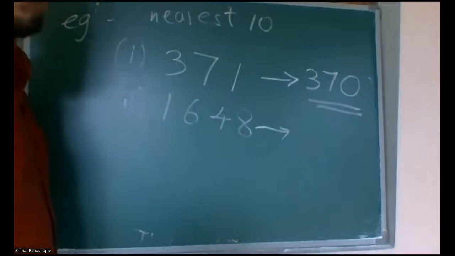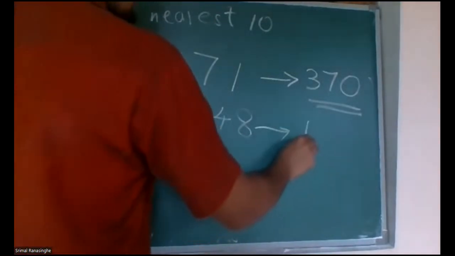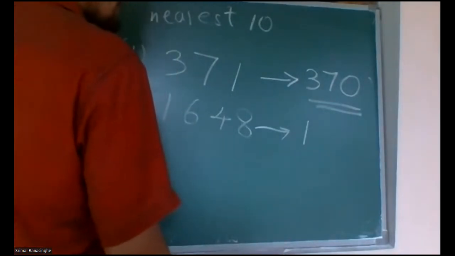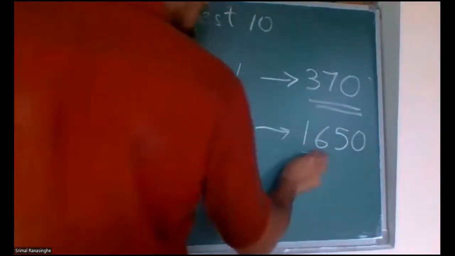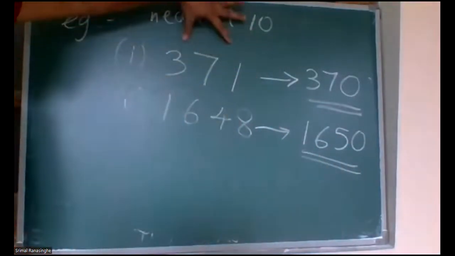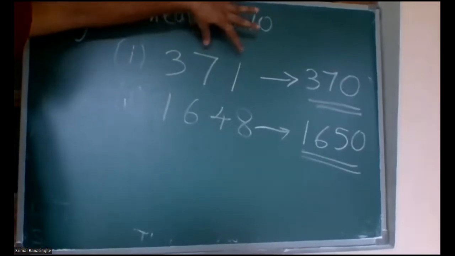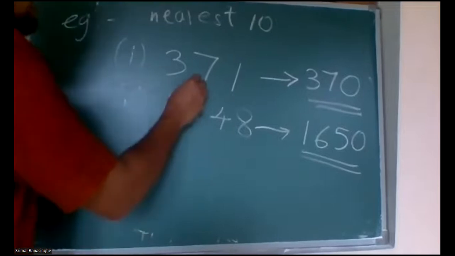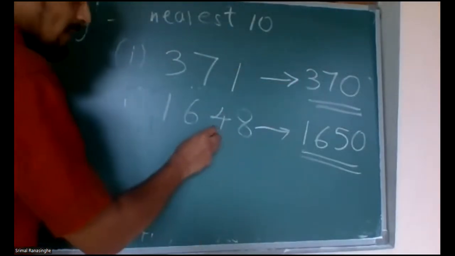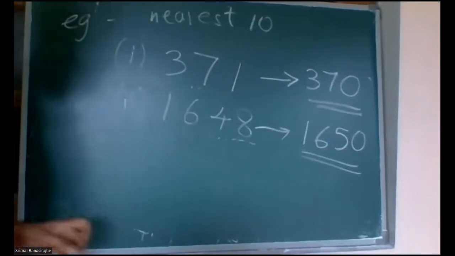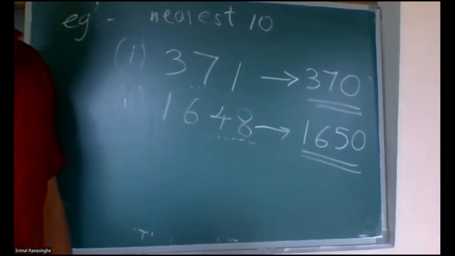What is the nearest number? 1650. How does it work? Go for the final two digits and think what the nearest number is. Understand? That is the nearest number. Is that okay?